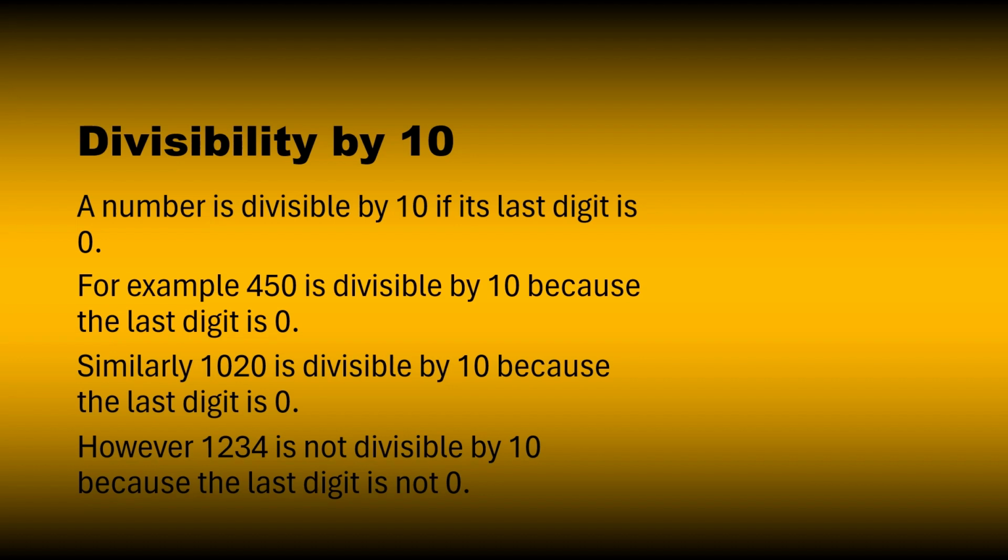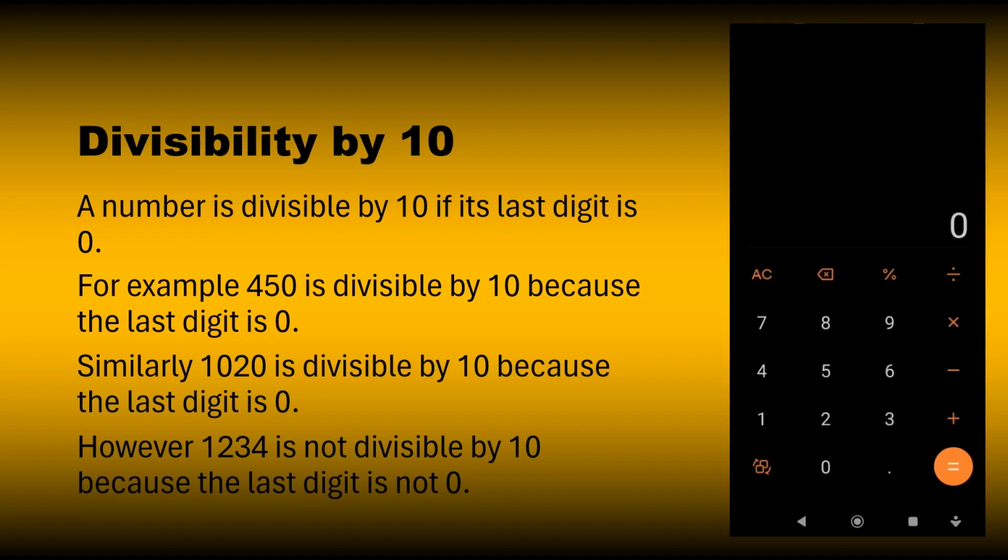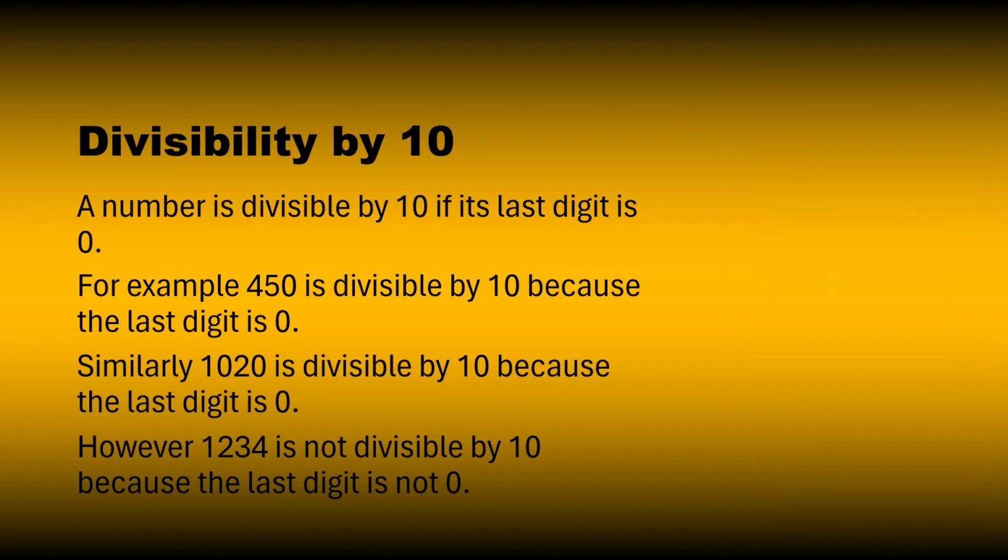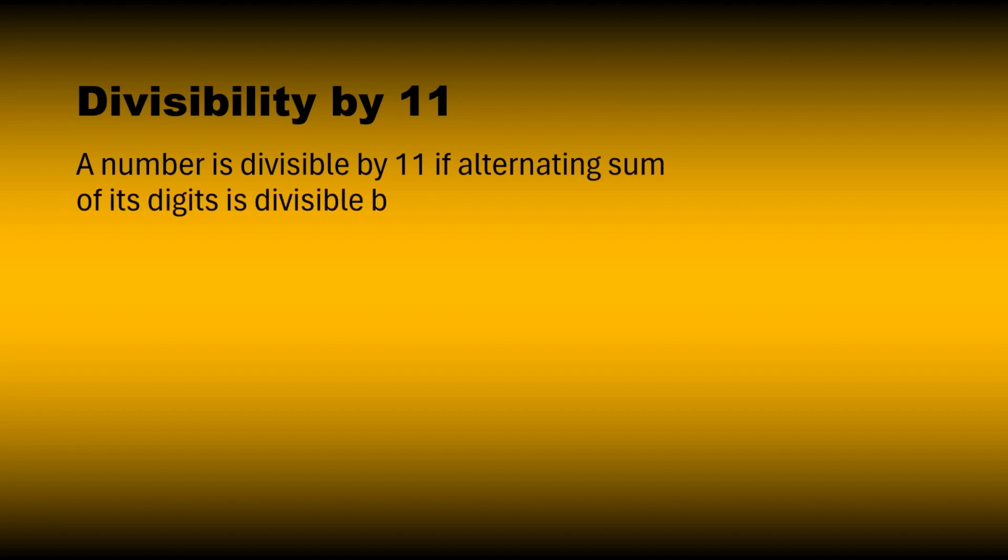Divisibility by 10. A number is divisible by 10 if its last digit is 0. For example, 450 is divisible by 10 because the last digit is 0. Similarly, 1020 is divisible by 10 because the last digit is 0. However, 1234 is not divisible by 10 because the last digit is not 0.